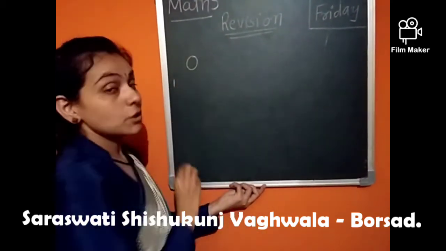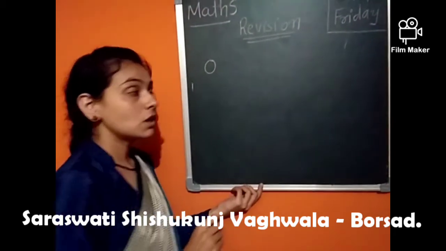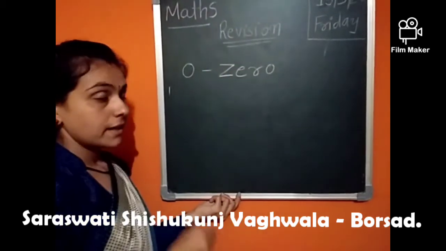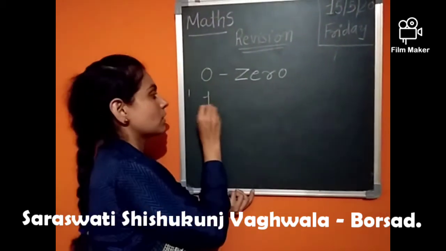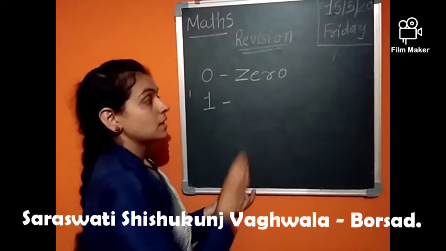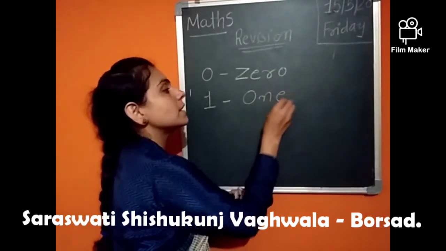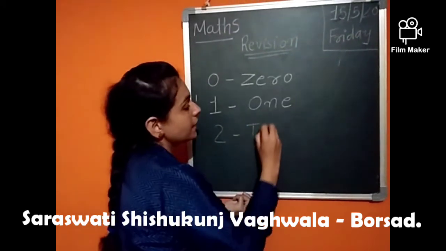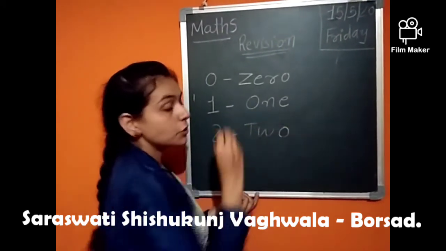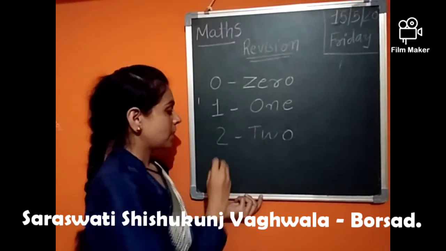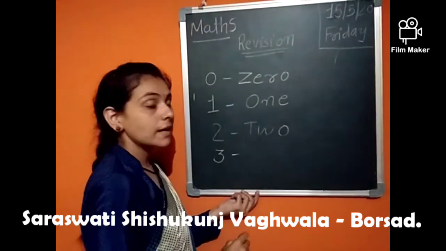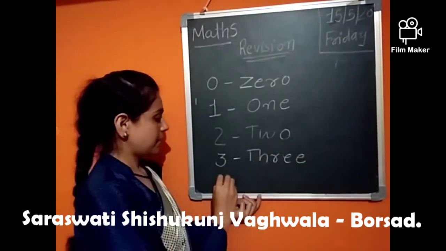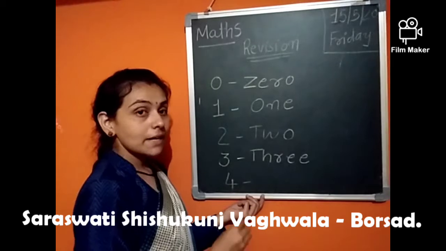So first 0. What is the spelling of 0? Z-E-R-O, 0, right? Then after 0, 1. What is the spelling of 1? O-N-E, 1. Then 2. What is the spelling of 2? T-W-O, 2, right? Then 3. What is the spelling of 3? T-H-R-E-E, 3. Then 4. What is the spelling of 4?